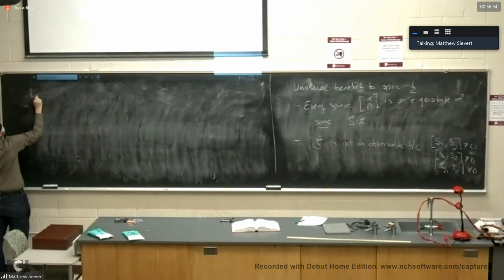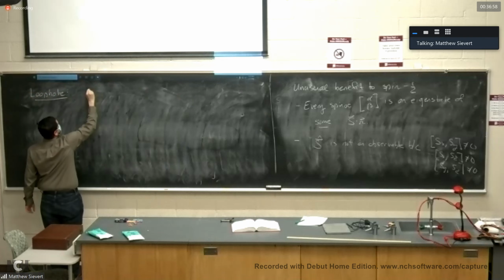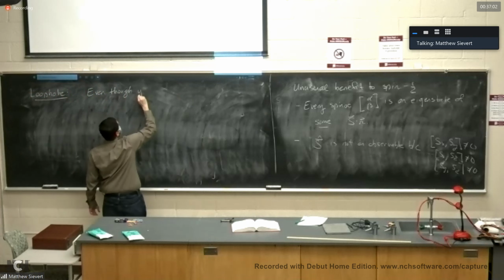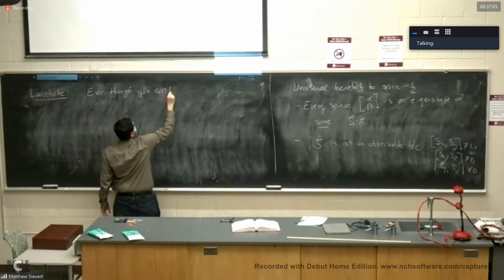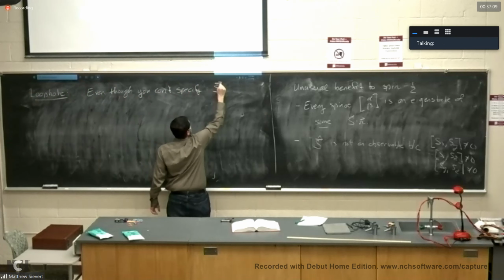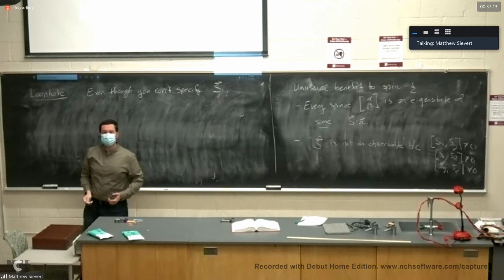So the loophole to this, for spin 1/2 only, is that even though you can't specify S, you can specify the operator S dot n of which it is an eigenstate.